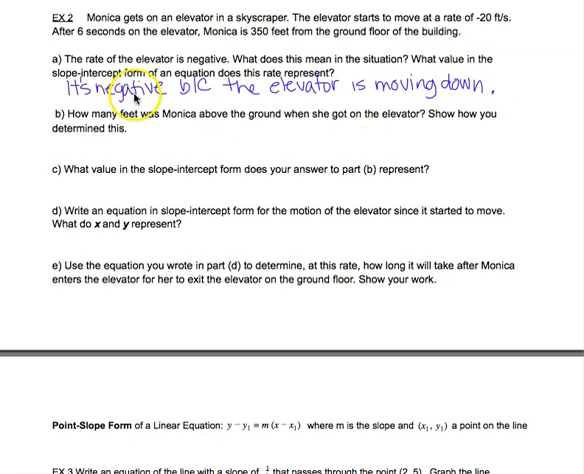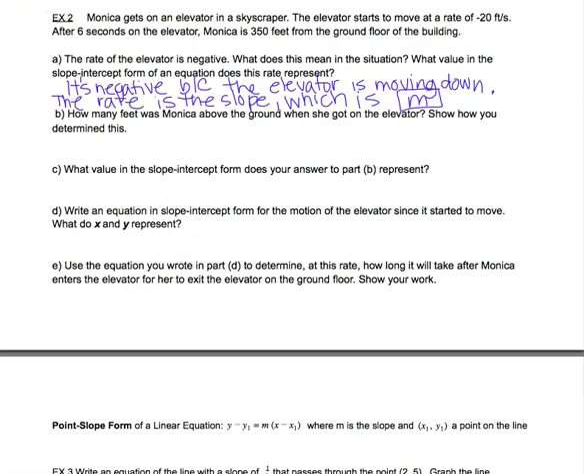Now, it wants to know what value in slope-intercept form of the equation does the rate represent. So the rate, remember we discussed this already, the rate of change is the same as slope. So the rate is the slope, which is m. So it's m in the equation. B, how many feet was Monica above the ground when she got on the elevator? Show how you determined this.